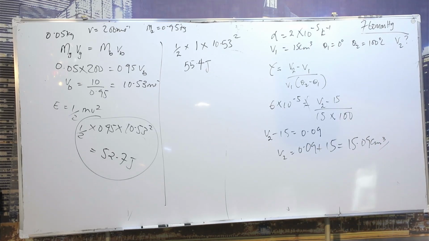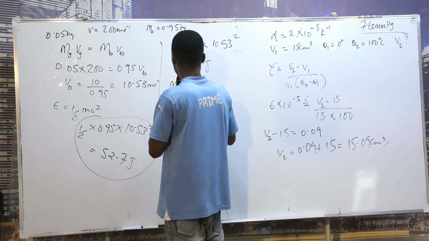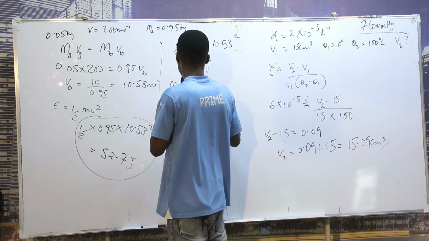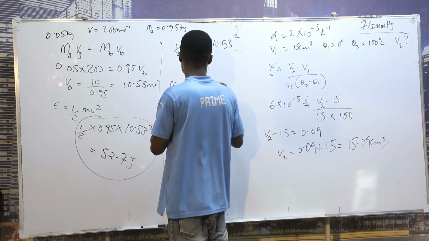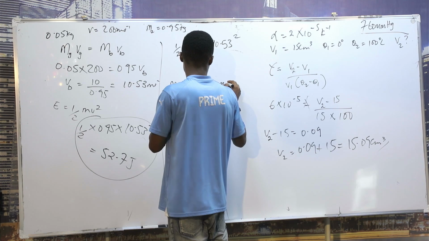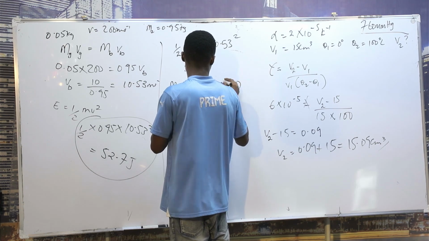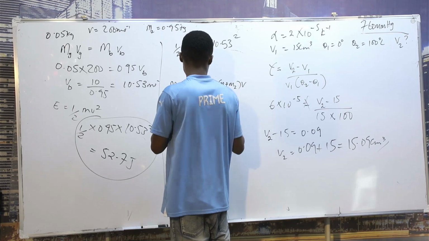Which formula did they use? M1 U1 plus M2 U2 equals (M1 plus M2) V, right?